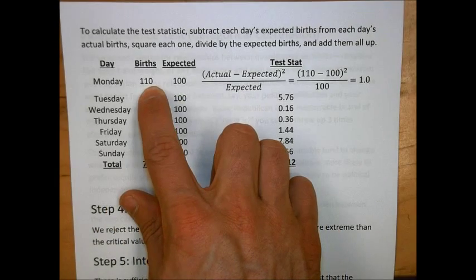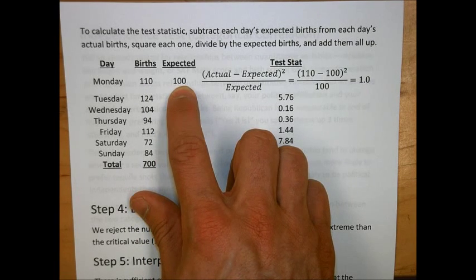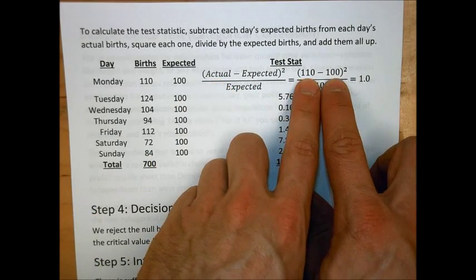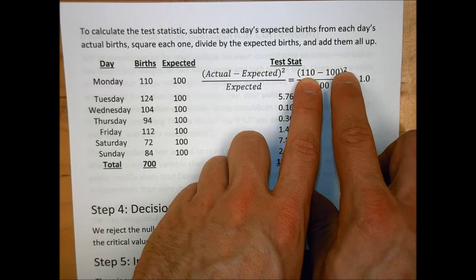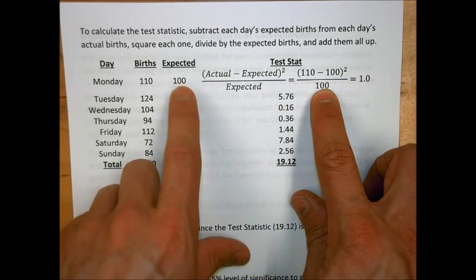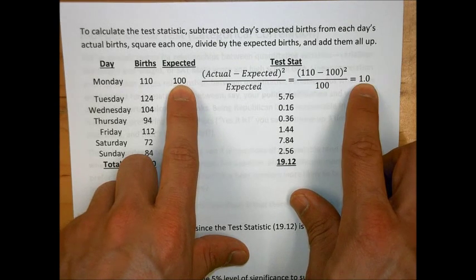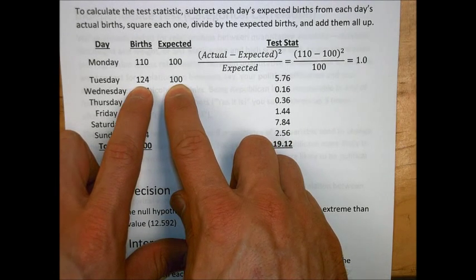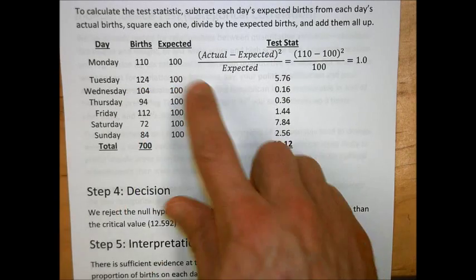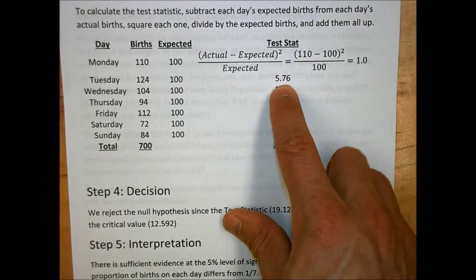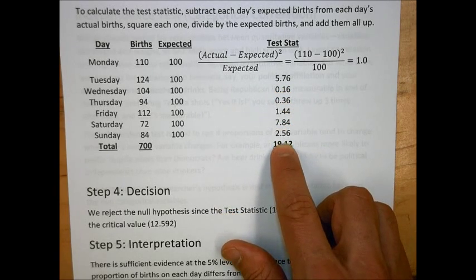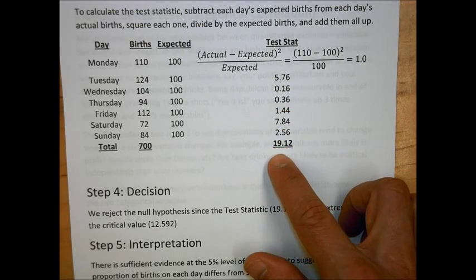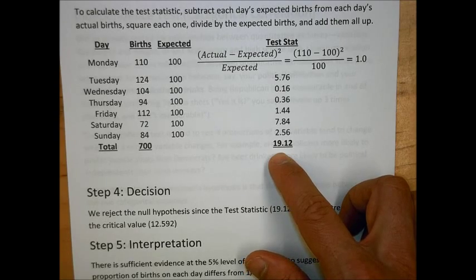There were 110 births on Monday. The null hypothesis expected 100 if all proportions were to be equal. So if we take the actual minus the expected, we get 110 minus 100. That's 10. We square it to get 100, and then we divide by the expected number, 100, and 100 over 100 is 1. If we use 124 and 100, we subtract them to get 24, square them to get 576, divide by the expected 100 to get 5.76. Try it for the rest of these to make sure you get the same numbers I do. Now, if you add each one of these up, you'll get 19.12, and that is our test statistic.